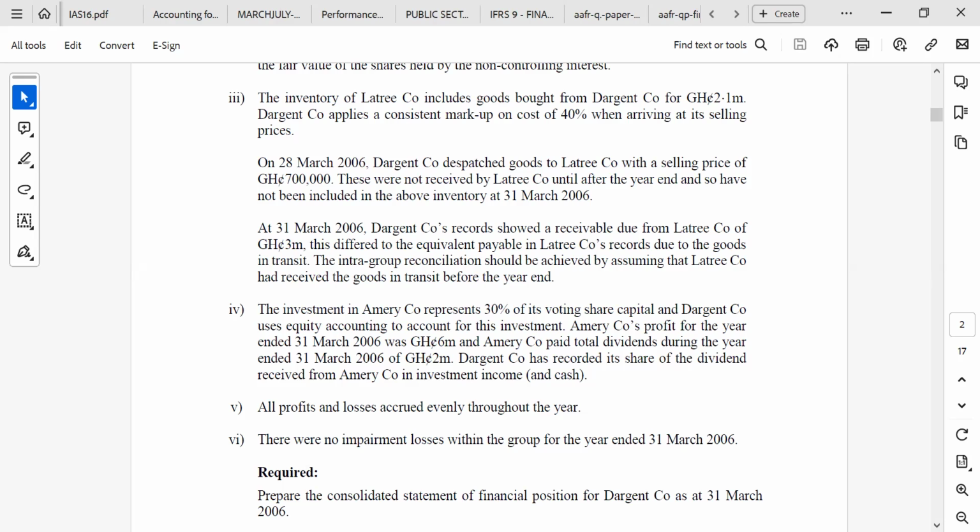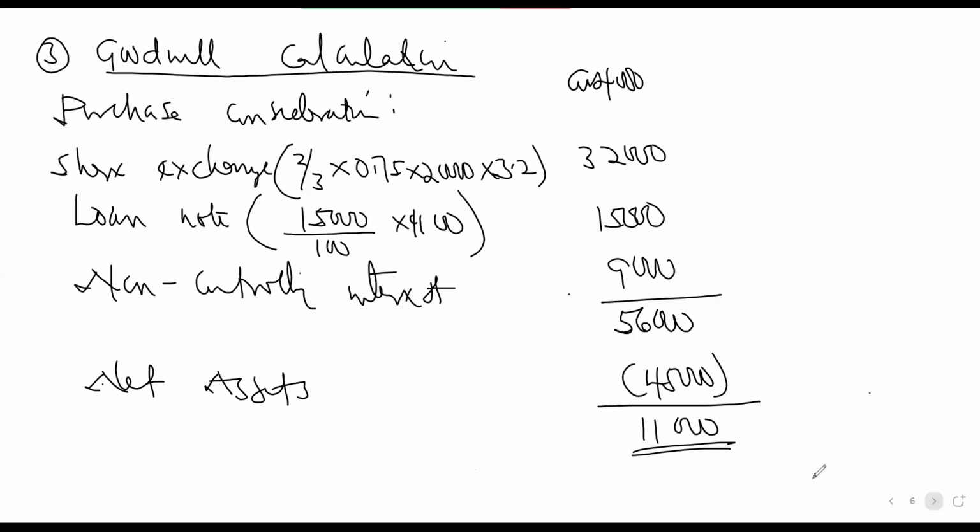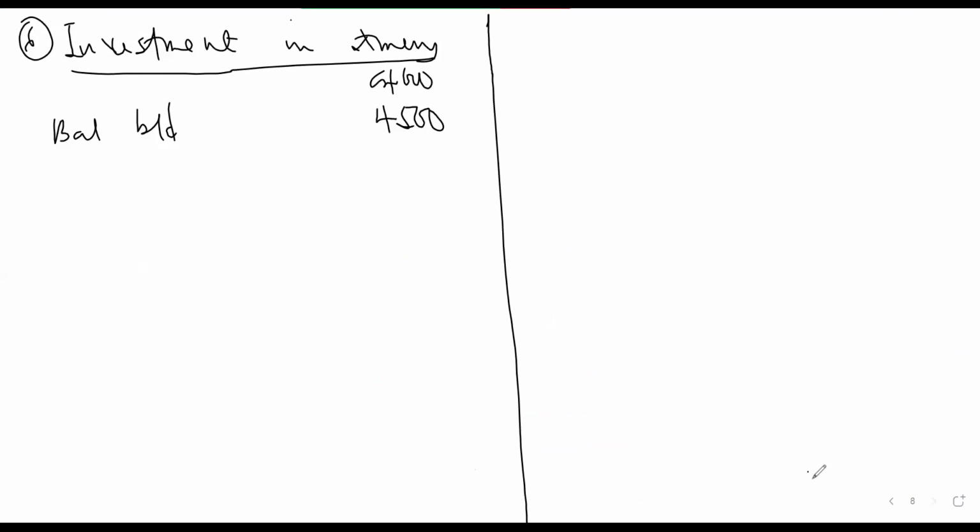The first thing is that you have to go to your investment in associates. You bring their share of profits here. So the share of post-acquisition profit will be 0.3 multiplied by 6,000. What are we having?